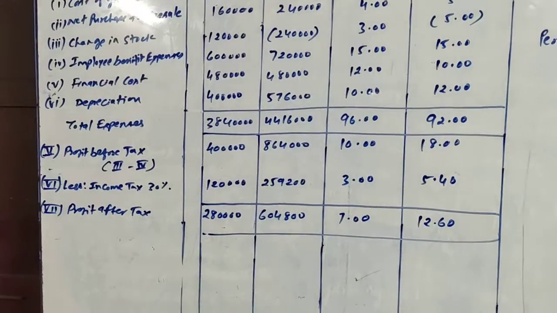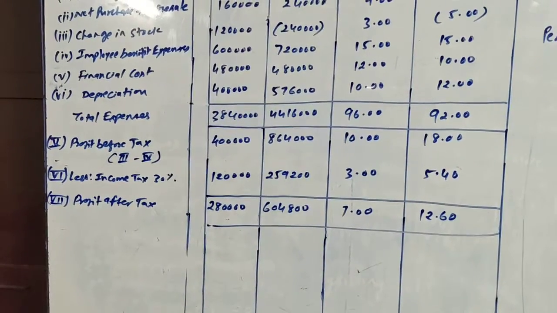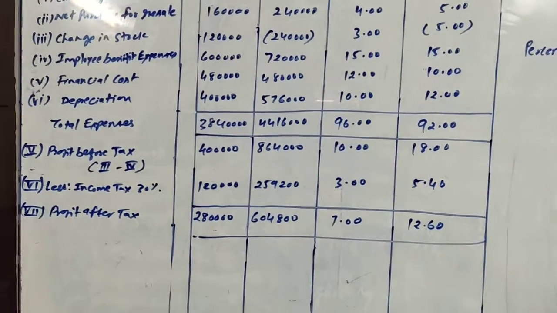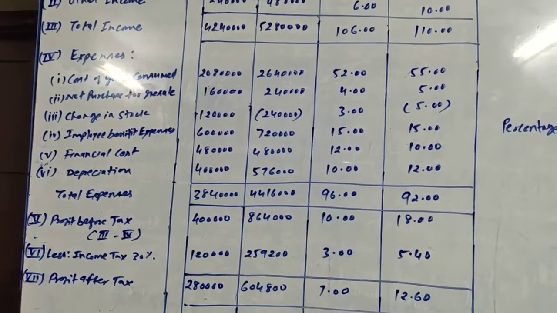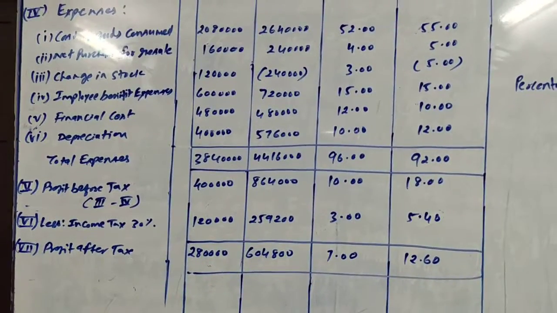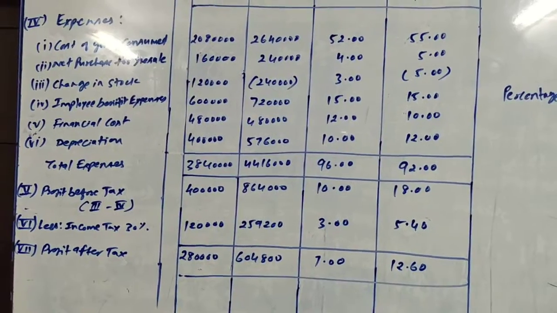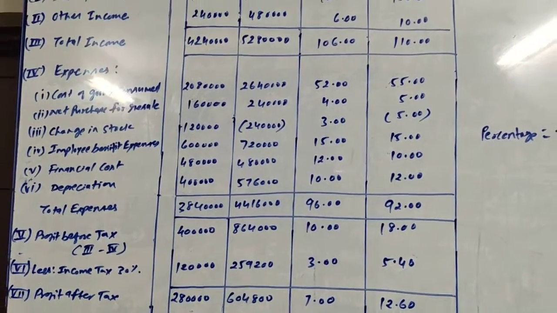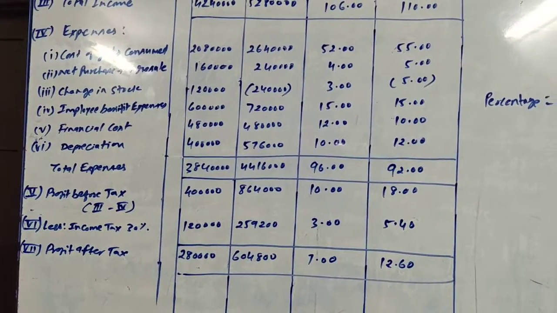And then income tax at 30%, which is 1,20,000 and 2,59,200 respectively. And when we convert that into percentage to sales, it will be 1,20,000 divided by 40 lakh into 100, which gives us 3%. And 2,59,200 divided by 48 lakh into 100, we get 5.40 percent.